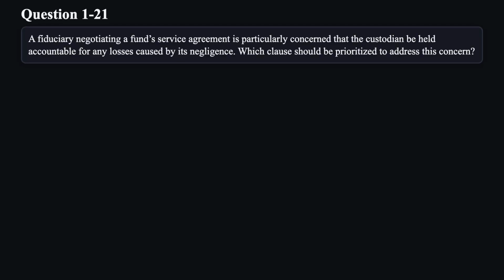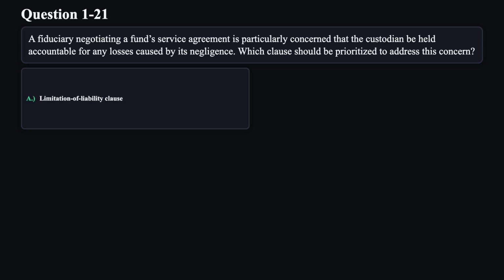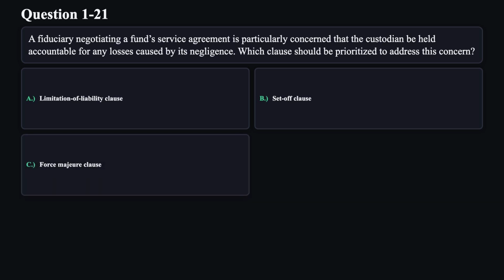Question 21. A fiduciary negotiating a fund service agreement is particularly concerned that the custodian be held accountable for any losses caused by its negligence. Which clause should be prioritized to address this concern? A. Limitation of liability clause. B. Set-off clause. C. Force majeure clause. D. Indemnification clause.